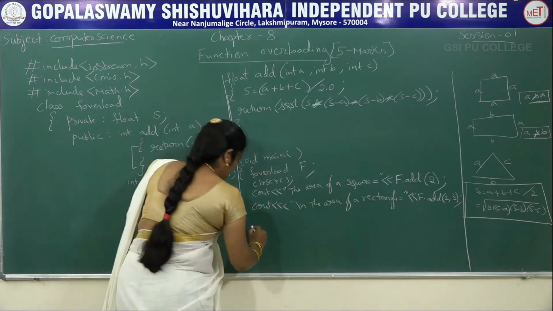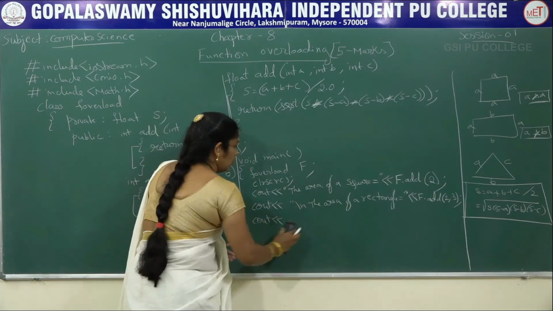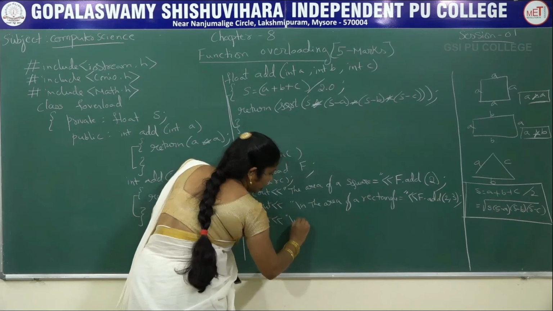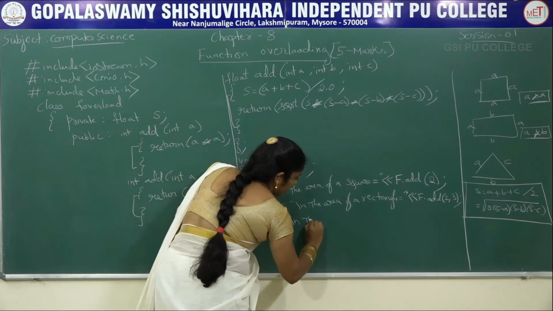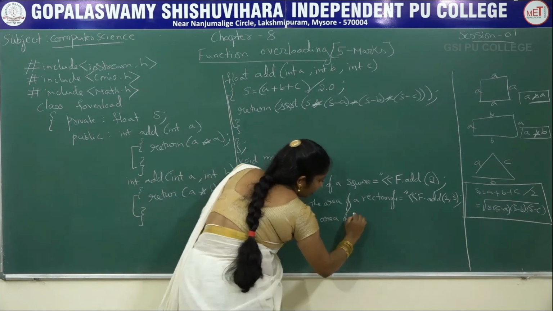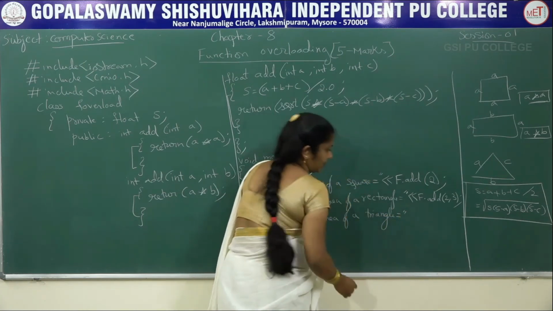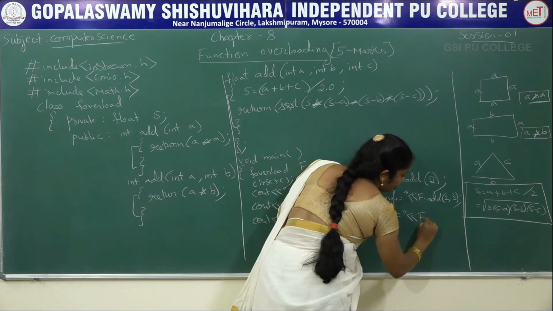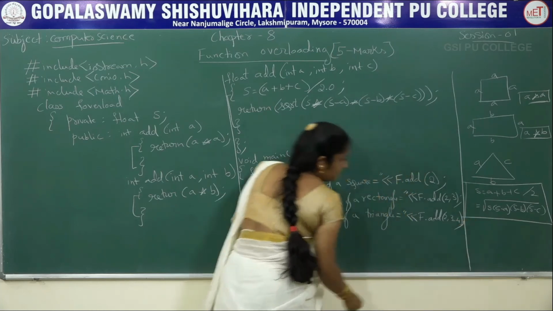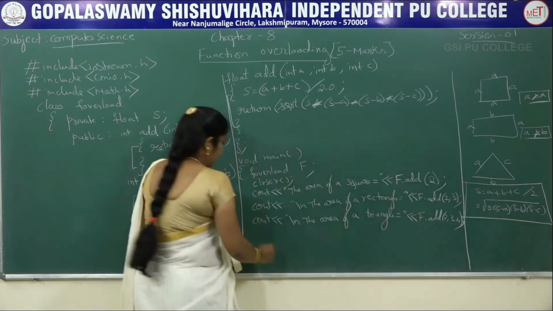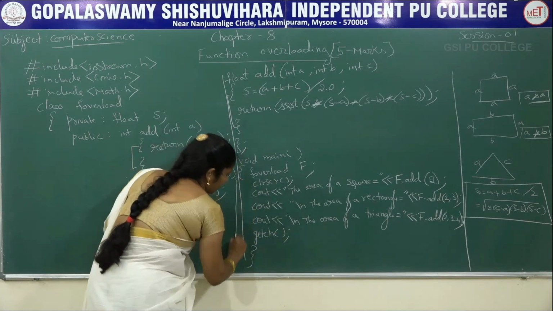Next, third one, cout. Here once again \n. We want to display the result in the next line. That's why \n. The area of a triangle equals. Display the value, that is f dot add 2, 3, 4. Then semicolon at the end, getch, close the main program which you opened here.